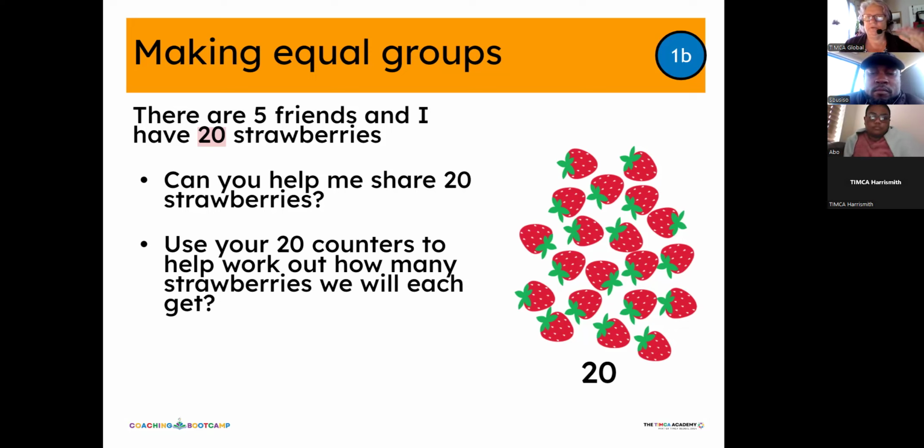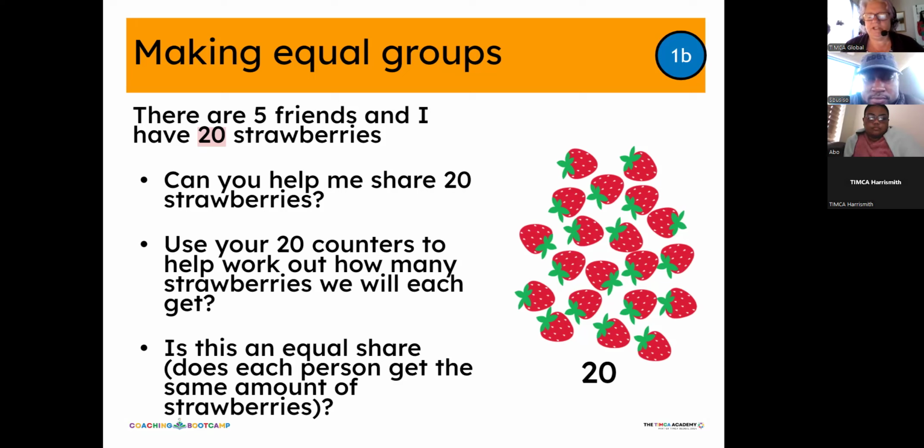And so we want them to make the groups. The more important thing here is making the groups. It's not really the answer. We're not interested really in the answer, but the answer would be 4. So each person would get 4 strawberries. But we're more interested in the fact that the groups are equal. One of them hasn't got 6 and one of them hasn't got 2. And in how the children have made the groups up.